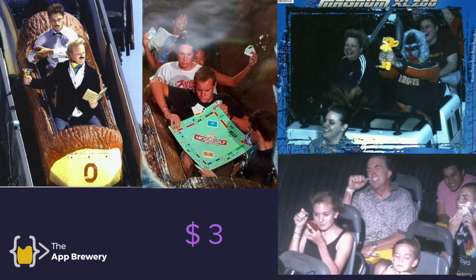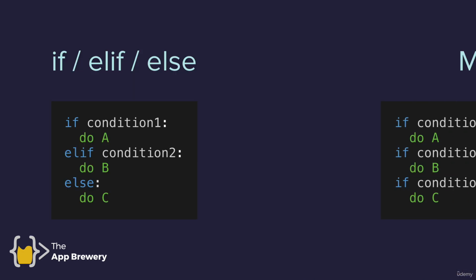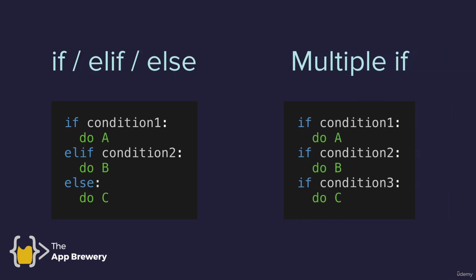Even if we've already gotten their age and height and determined their ticket price, this is an extra question. Do you want a photo or not? Yes or no? If you do, then we're going to add $3 to your existing ticket price. To do this, we would write multiple if conditions.